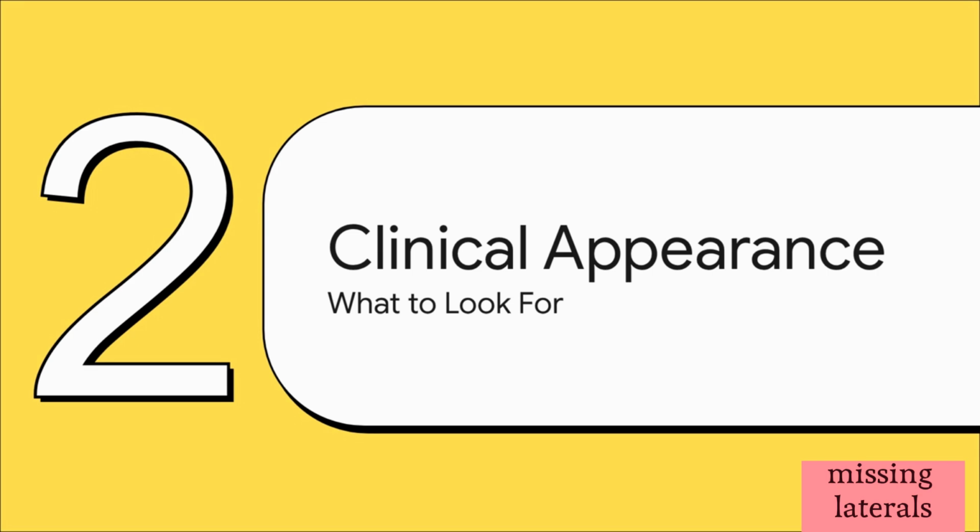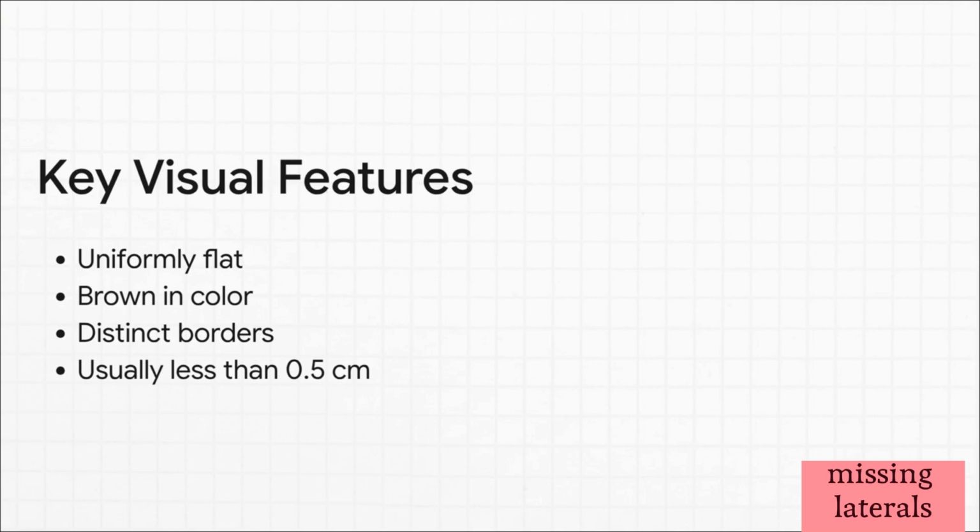So what do these things actually look like? Let's get into their clinical appearance and what you should be looking for. Okay, so visually, these macules have some key features. For one, they're totally flat. You wouldn't be able to feel them with your tongue. They're typically brown, have really distinct borders, and they're usually pretty small. We're talking less than half a centimeter.